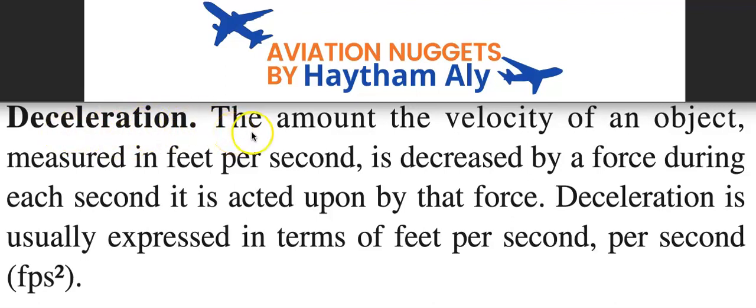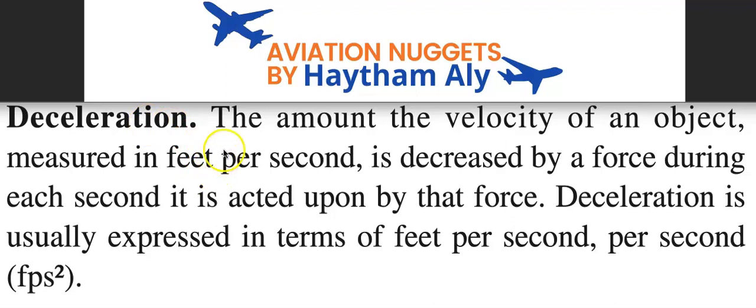So, deceleration is the amount the velocity of an object, measured in feet per second, is decreased by a force during each second. So again, the deceleration meaning is the amount the velocity of an object measured in feet per second is decreased by a force during each second. So the unit to measure the deceleration is feet per second squared.